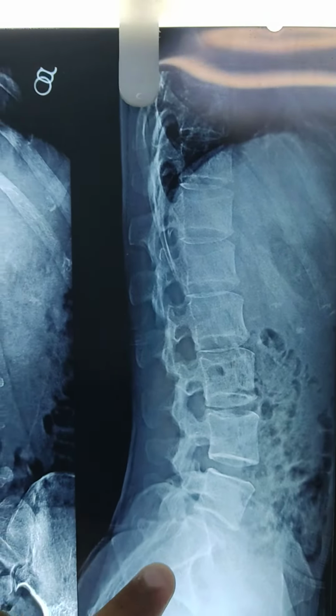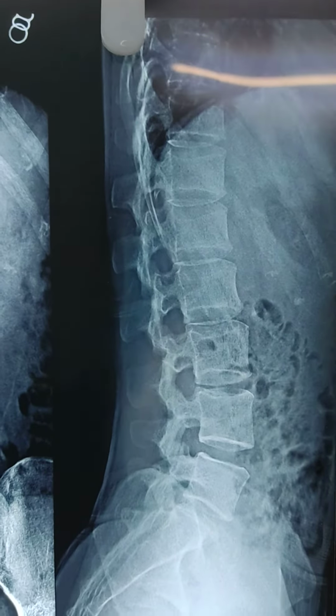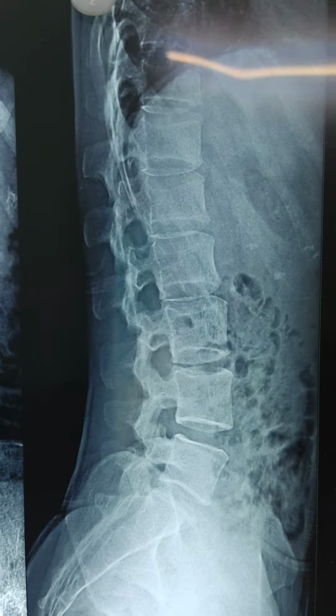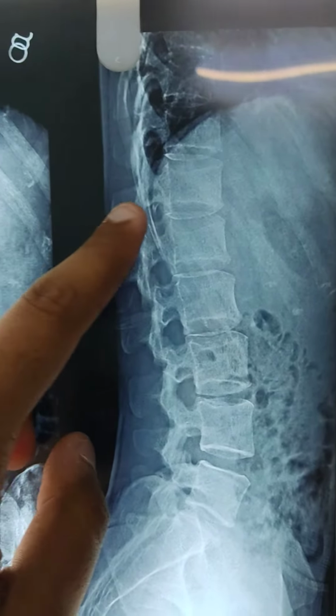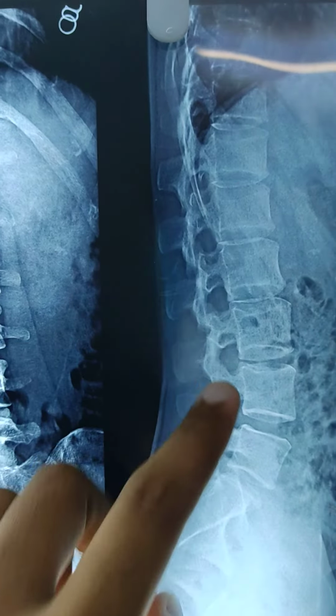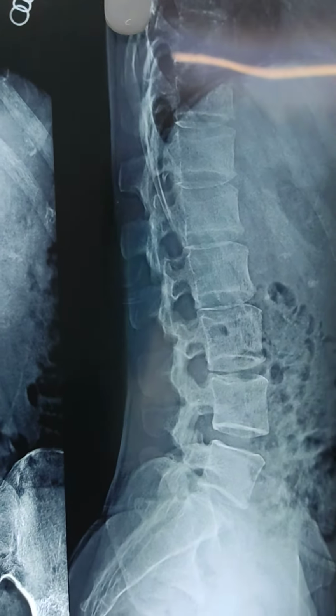Whenever there is spasm, infection or inflammation, any reason which leads to spasm, then you can see a straightening of the curve. The normal lumbar lordosis is lost.